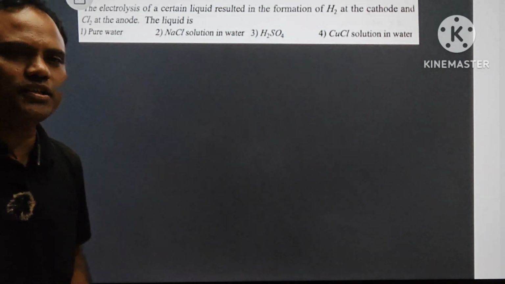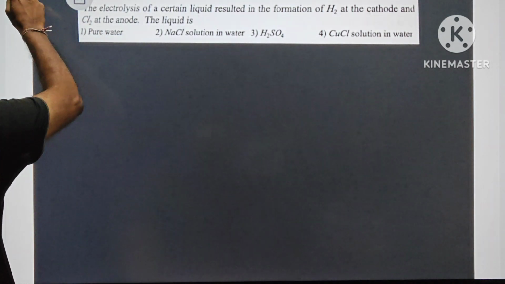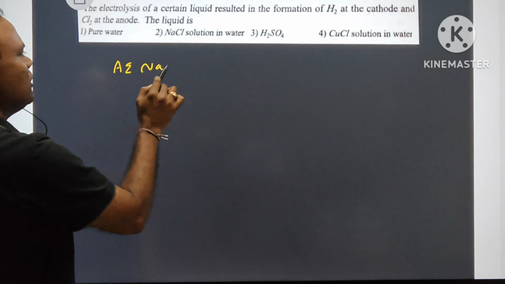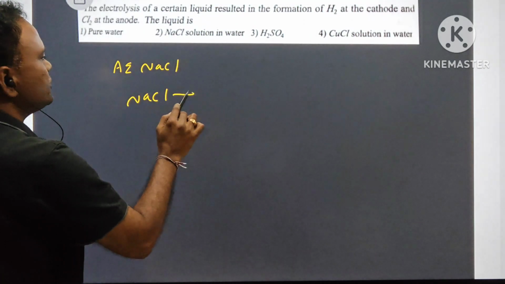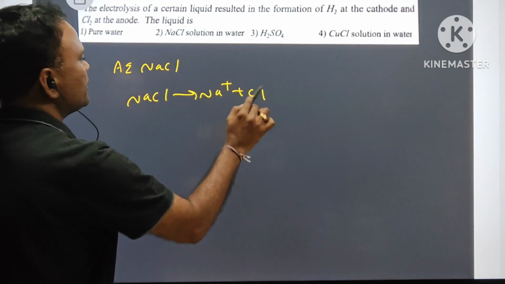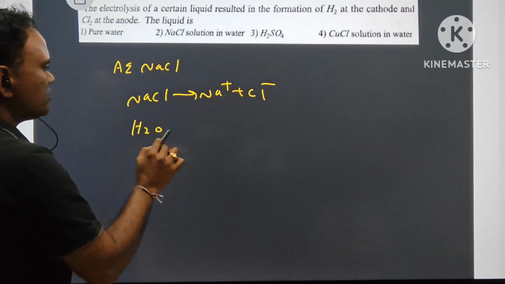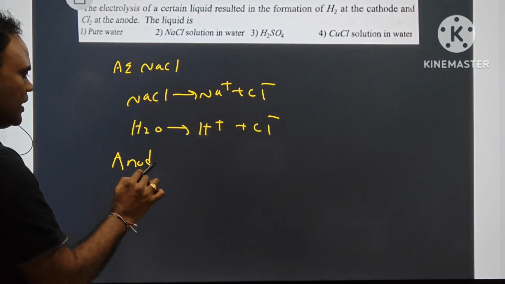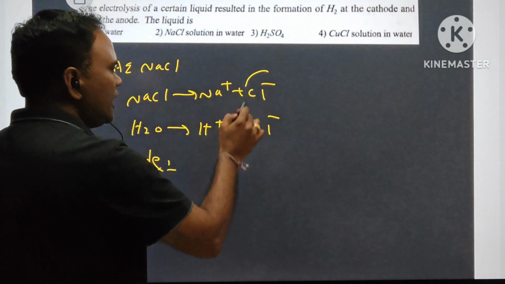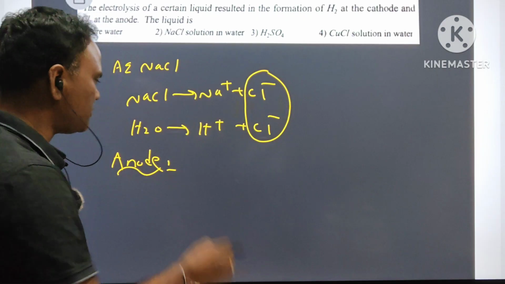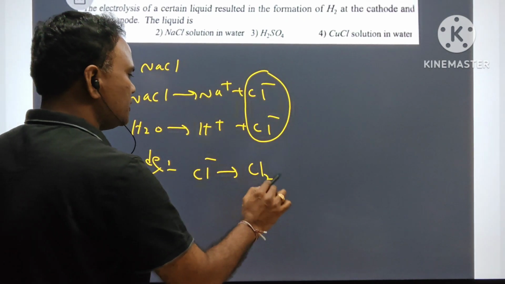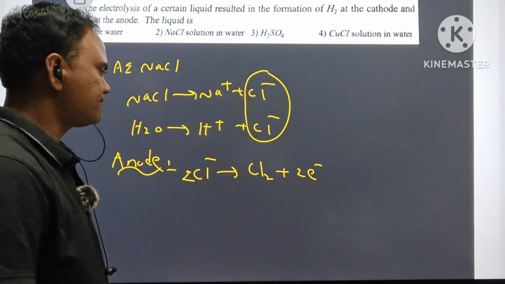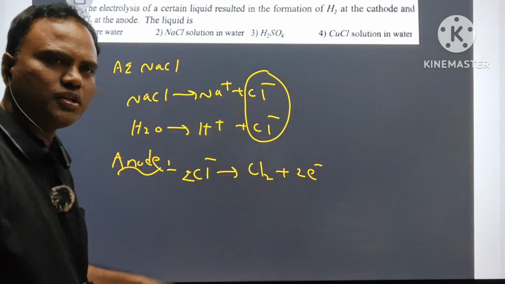Second one, NaCl. Check NaCl. Vaishnavi. Aqueous NaCl, how will it dissociate? First NaCl dissociates into Na plus and Cl minus. Aqueous means water. Water dissociates into H plus and OH minus. At anode we will write anions. Anion is common or not? Anion is common. So Cl minus undergoes oxidation to produce Cl2 gas. Oxidation means loss of electrons only, na?